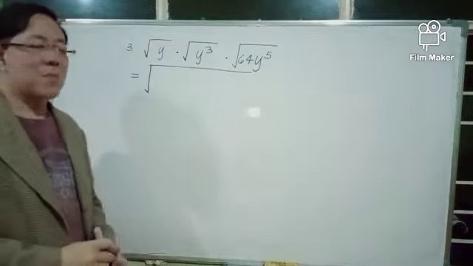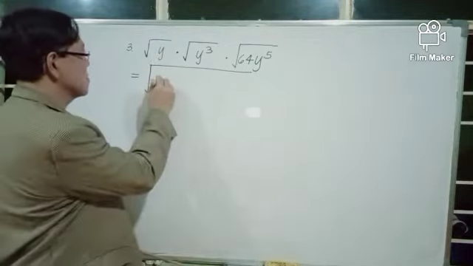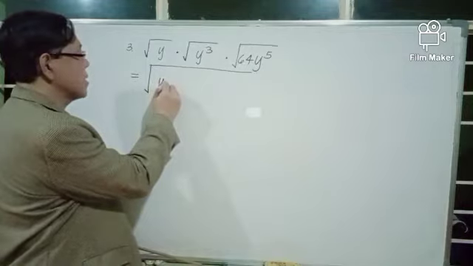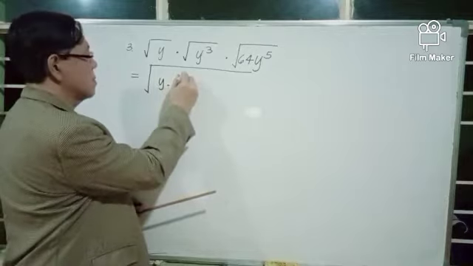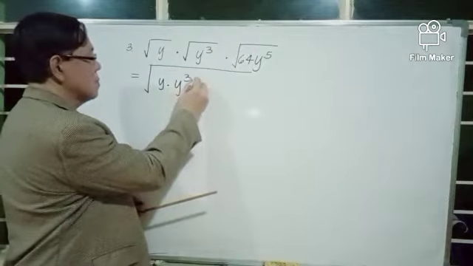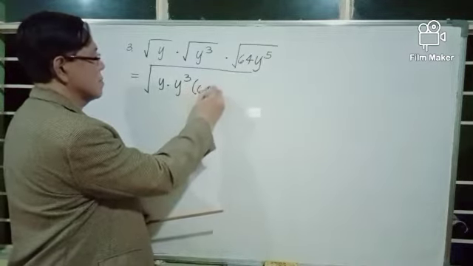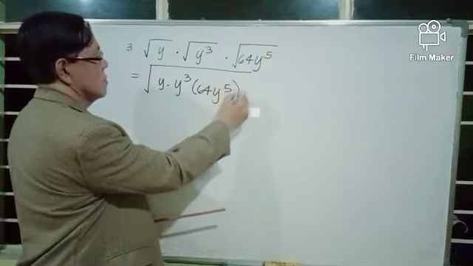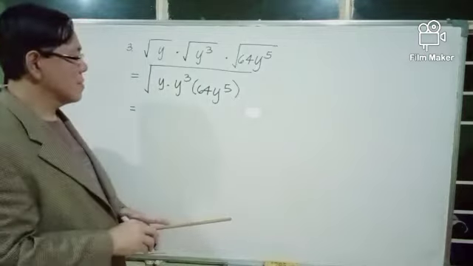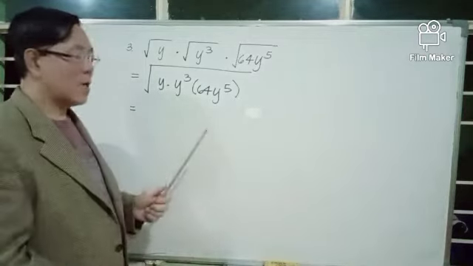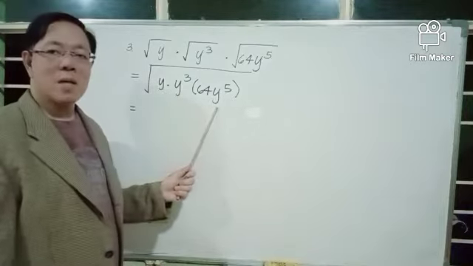The square root of the product of the radicands. The product of y multiplied by y cubed multiplied by 64y raised to 5. Now we apply one of the properties of exponents to get the product of y, y cubed, and y raised to 5.